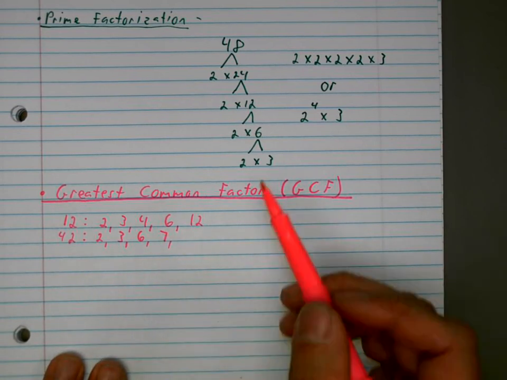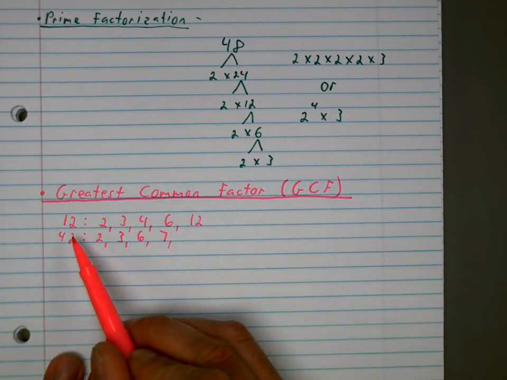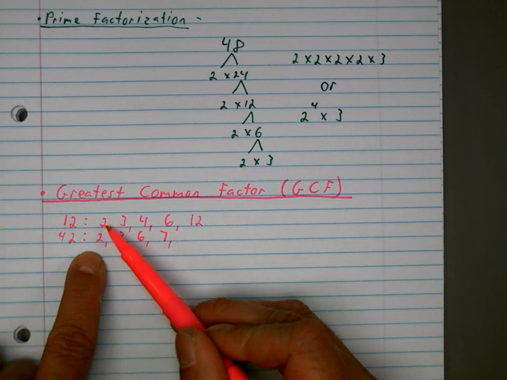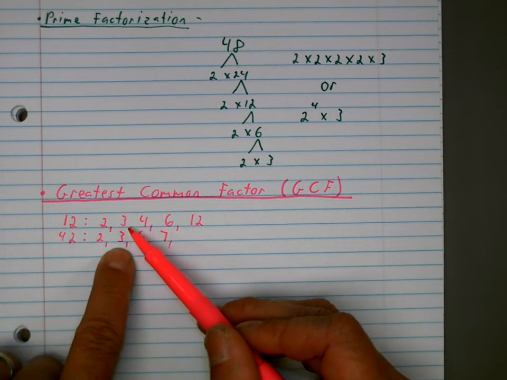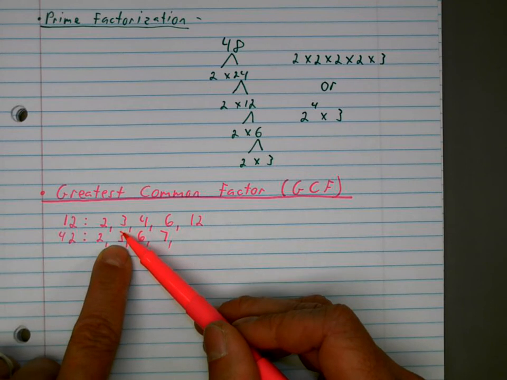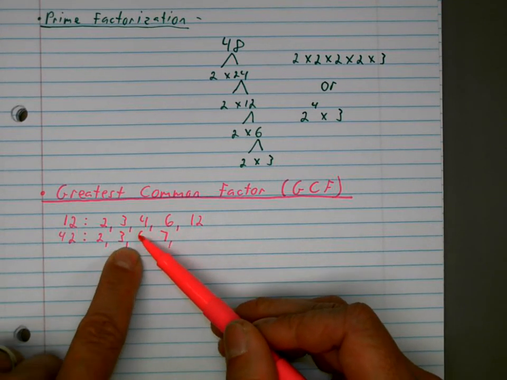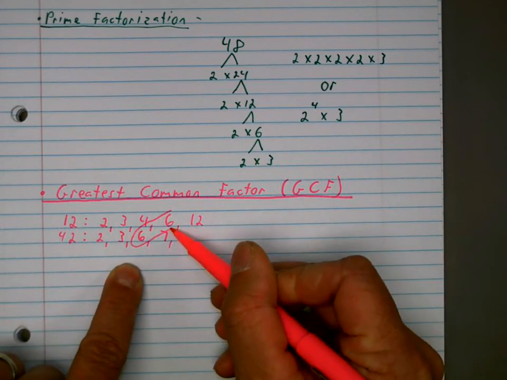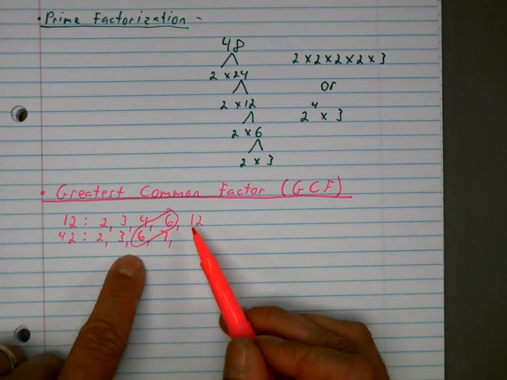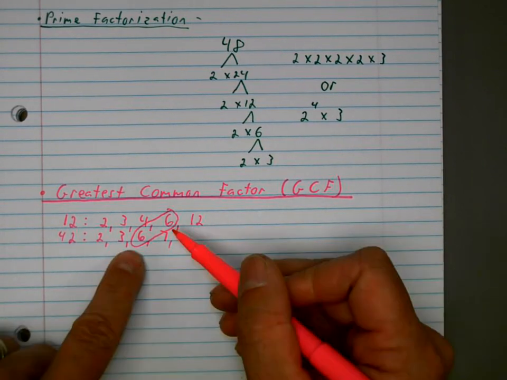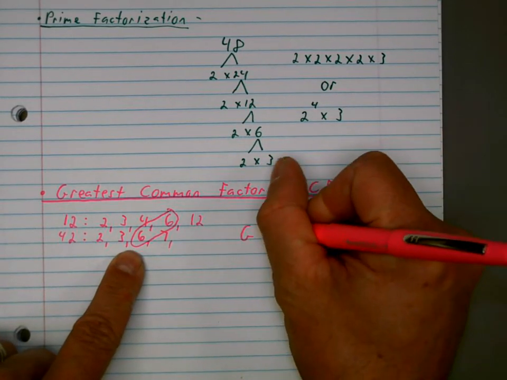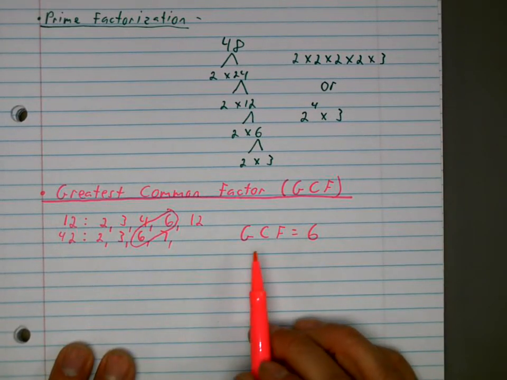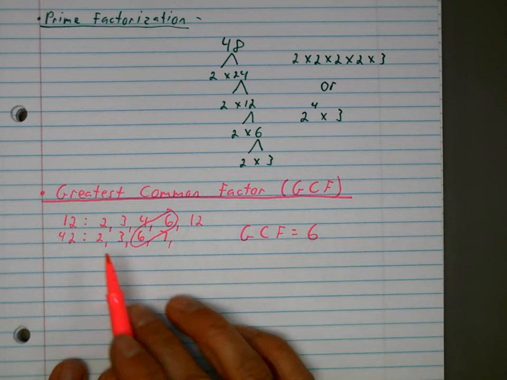So now I want to look at these and see, is there any number that they have in common? And if so, I want to find the largest one they have in common. Let's start at the beginning: do they both have 2s? Yep, so that could be it, but let's keep looking. 3s, yep, they both have 3s, so let's keep looking. Do they both have 4s? No. Do they both have 6s? Yes. They both have 6s. And that's the largest. I could go to 12, but I know there's no 12 here. So 6 is going to be the GCF. And that is one way to find the GCF of 2 numbers.